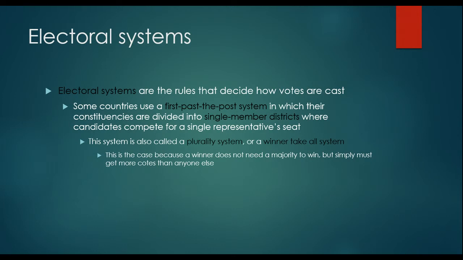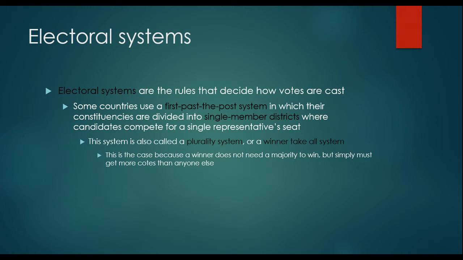Electoral systems are the rules that decide how votes are cast. Some countries use what's known as a first-past-the-post system, in which their constituencies are divided into single-member districts where candidates compete for a single representative seat. So let's break this down a little bit. A first-past-the-post system means that the first person to get the required number of votes is the person who wins. A constituency is the people that are actually represented in that district. And a single-member district means that you only have one person that represents that entire district.